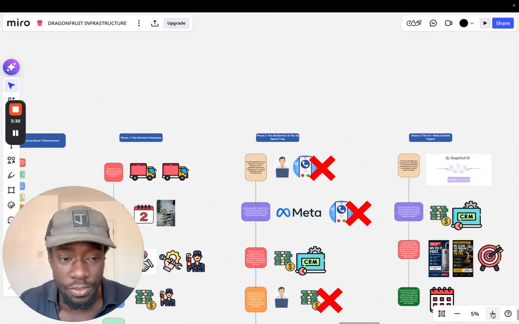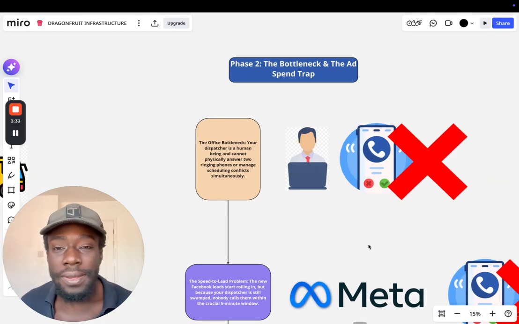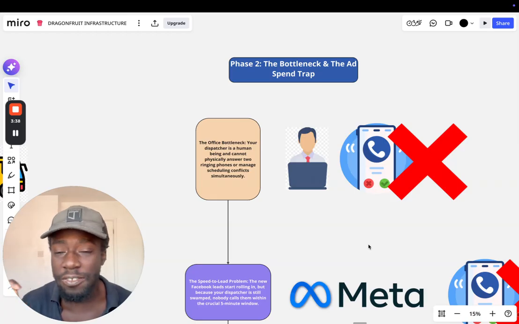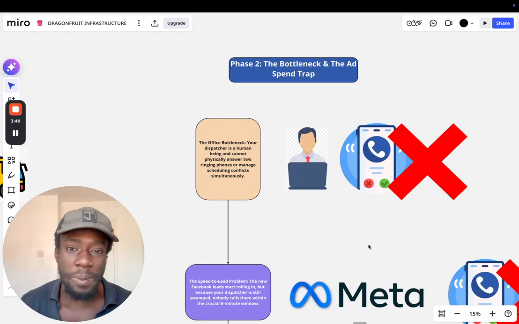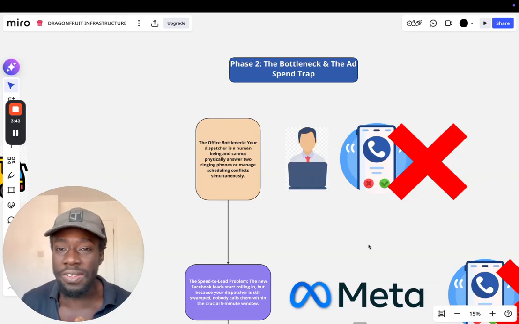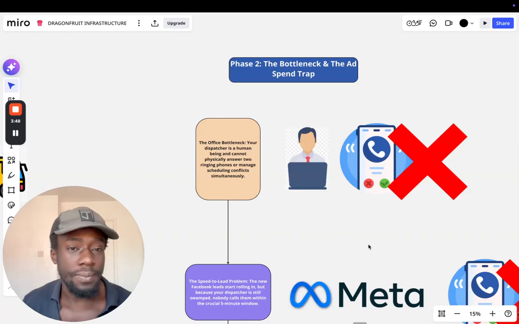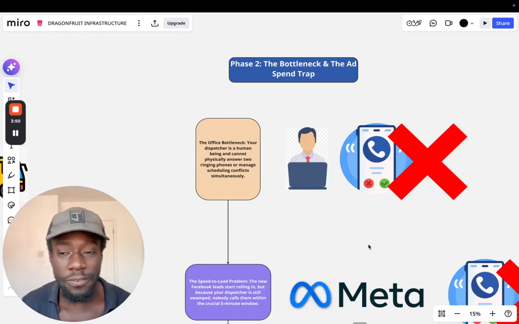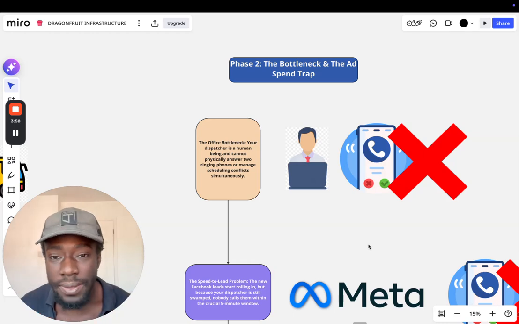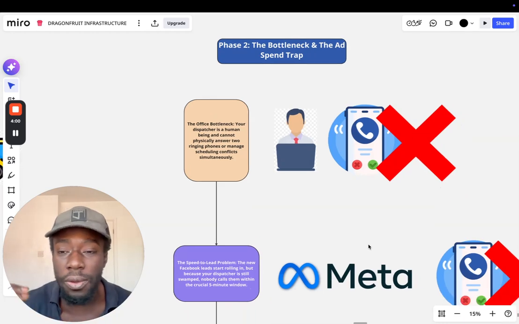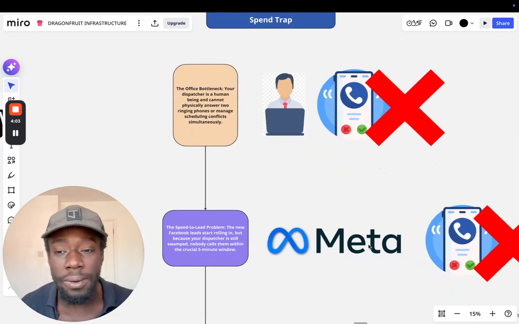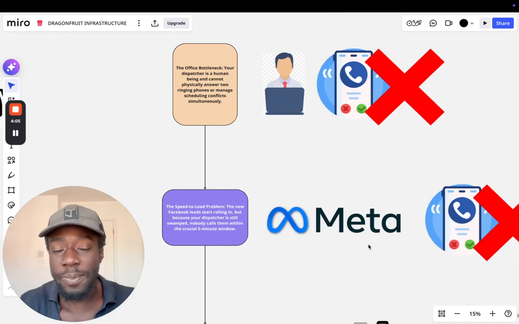And just to add insult to injury, there's the office bottleneck and the ad spend trap. Your dispatcher is a human being and cannot physically answer two ringing phones or manage scheduling conflicts simultaneously. You may be the one dispatching, even if you're an owner operator, and you can't physically pick up multiple calls at the same time. This causes overload and overflow, so that needs to be corrected.